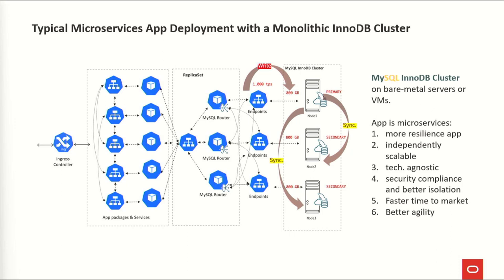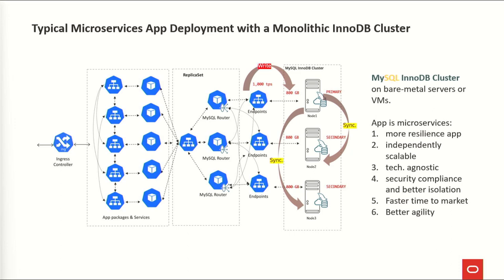Okay, and then in order for this resource that's running on Kubernetes to be able to connect to the InnoDB cluster running outside the Kubernetes, we need to have endpoints. The endpoints is basically a Kubernetes resource so that the internal resource can connect to an external service.